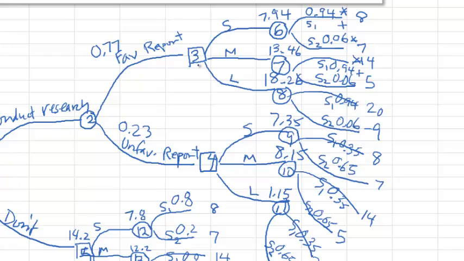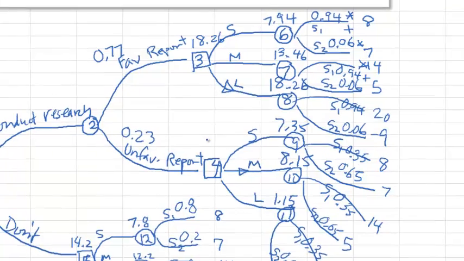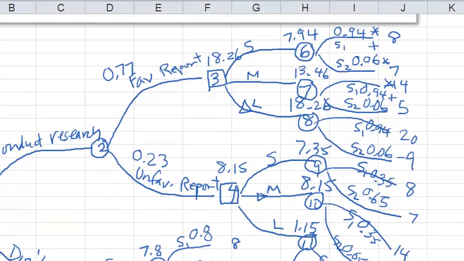And now we go to 3 and 4. At node 3, this is just a decision node, so we just need to choose the highest one. There are 3 branches to choose from, 7.94, 13.46, 18.26. Obviously, we want to pick the higher value, go to building a large condominium complex, giving us 18.26. Now at node 4, we have 3 values to choose from. The highest one is 8.15. So let's put that down. That's from building the medium condominium complex.